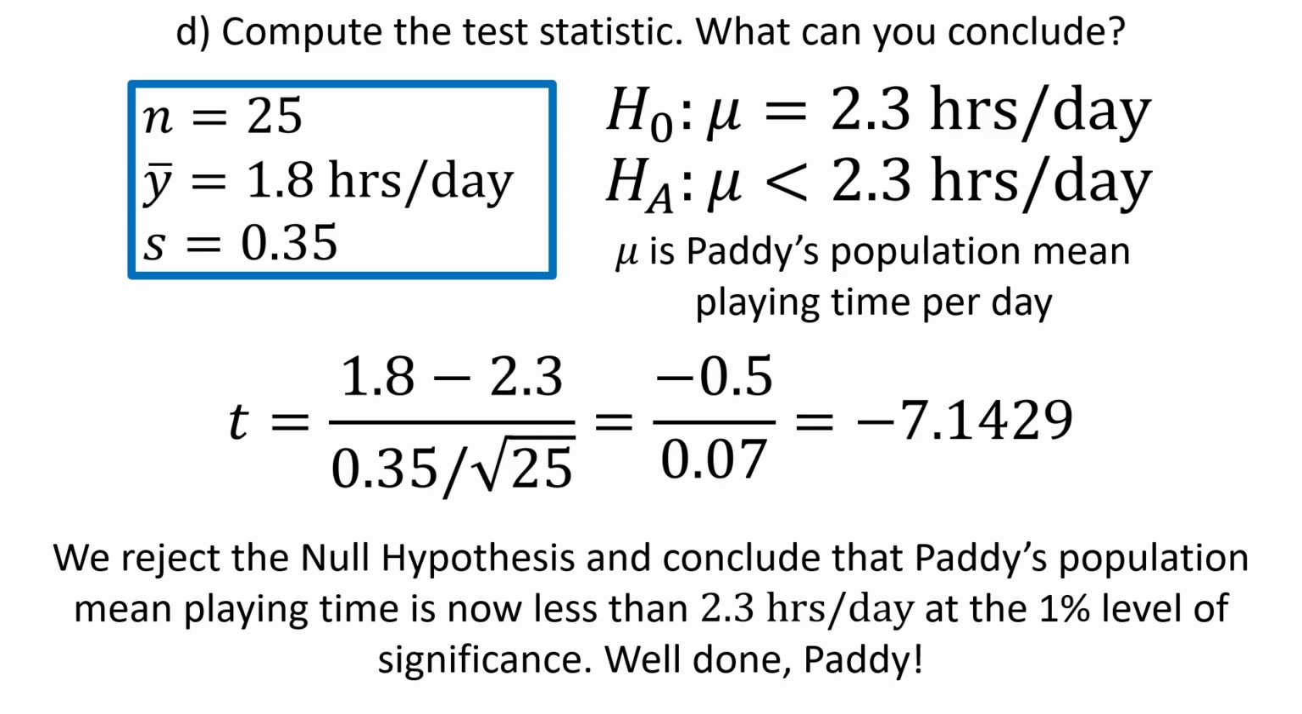So doing that calculation, we can see we get a test statistic that is way, way to the left. And clearly then, there's very strong evidence to reject the null. The evidence against the null is very strong. The evidence in favor of the alternative is very strong.